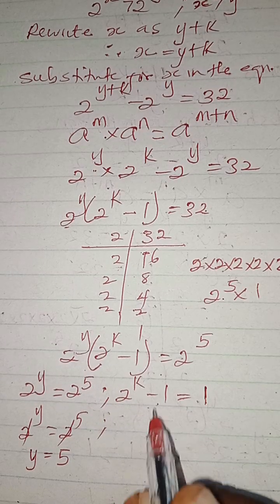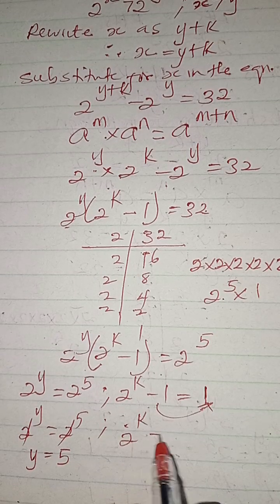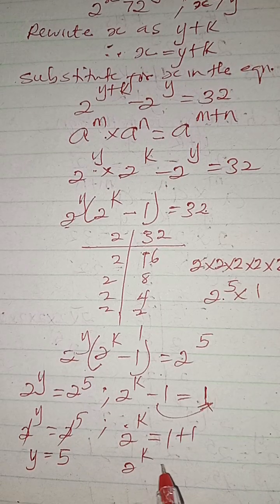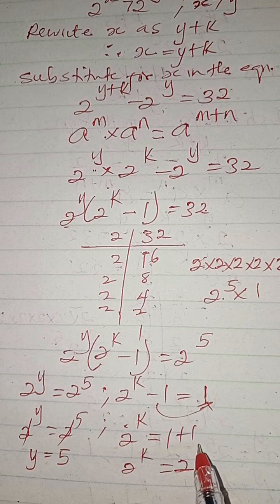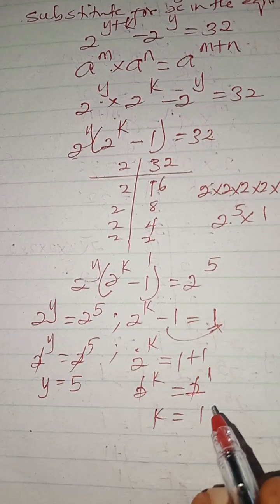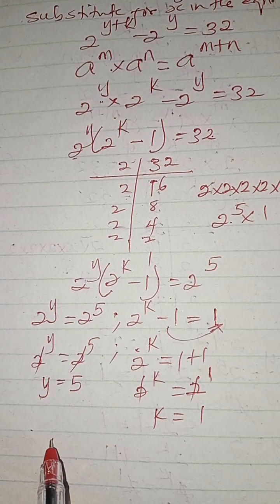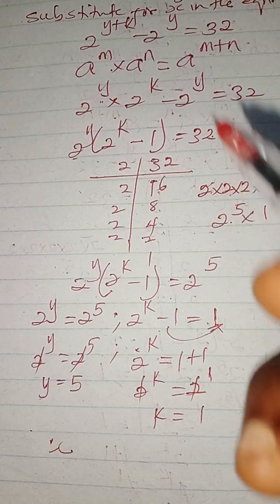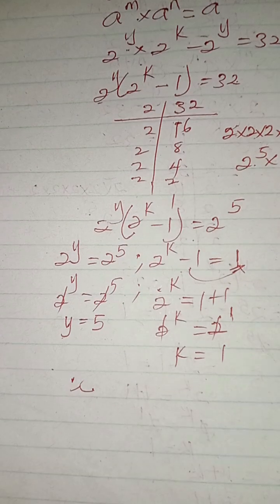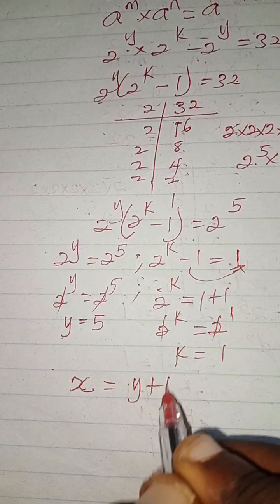Then here, you can transfer this 1 to this side. 2 raised to the power of k equals 1 plus 1. 2 raised to the power of k equals 2. Your 2 is the same thing as 2 raised to the power of 1. So equal base now, k is equal to 1. So we have obtained our y, we have obtained our k. Now you still recall that earlier on, at the beginning, we said x is equal to y plus k.